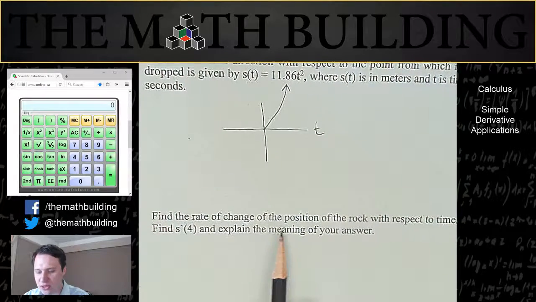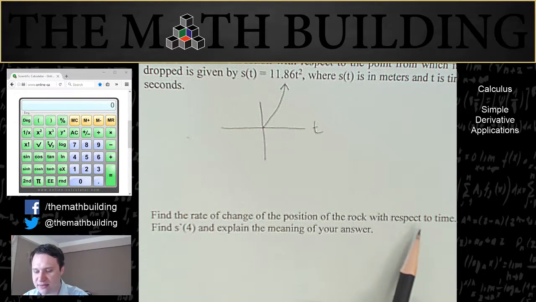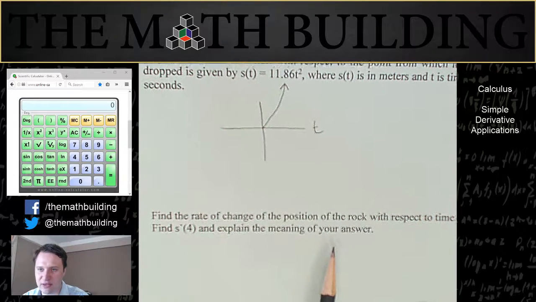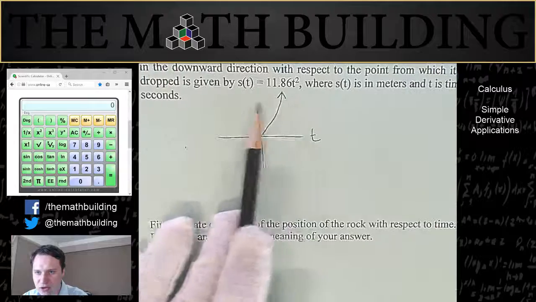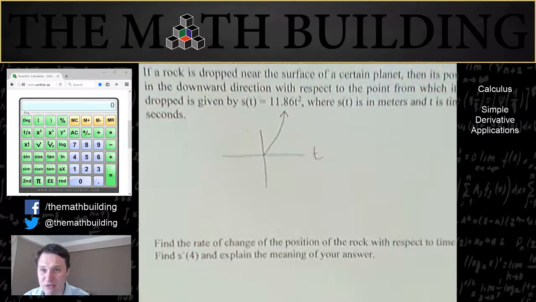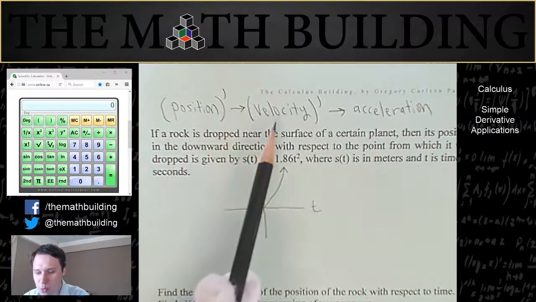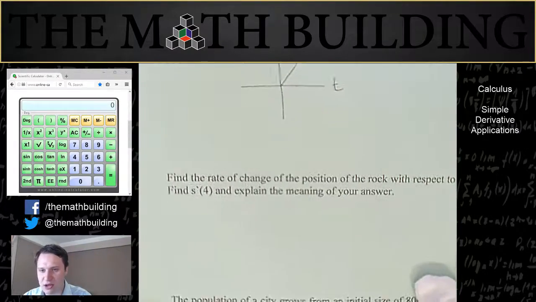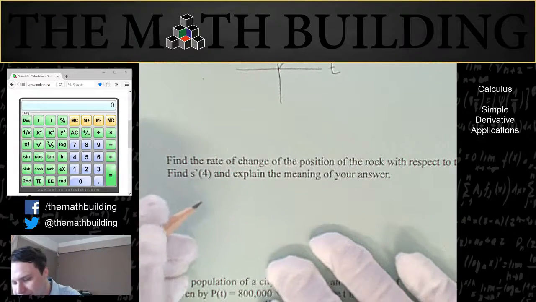Find the rate of change of the position of the rock with respect to time. So find S prime of 4 and explain the meaning of your answer. We have this function right here, which is the equation for the position of the rock. And they want to know, what does S prime of 4 mean? Well, that's going to be the velocity 4 seconds after we drop it.